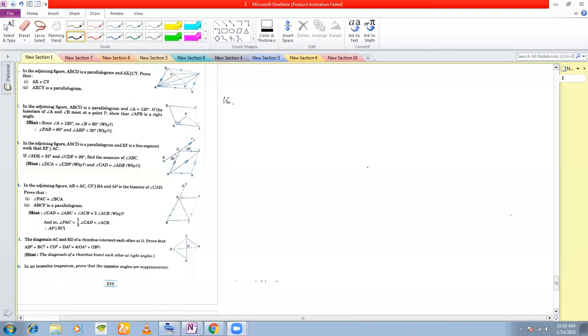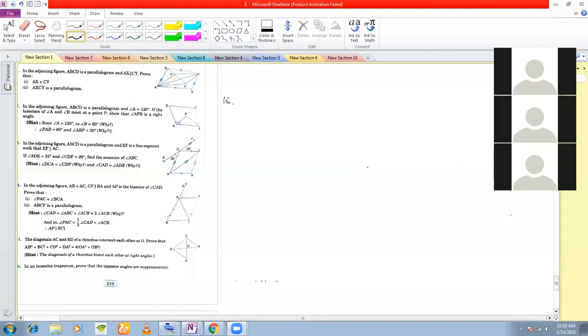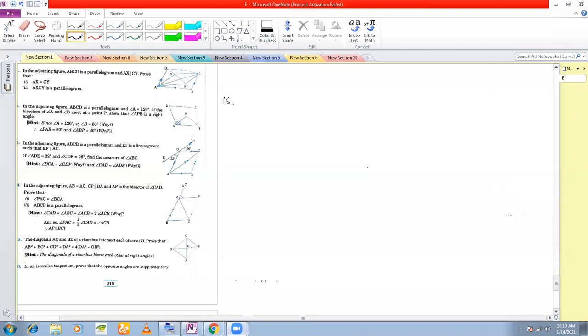Isosceles trapezium, the one having both sides equal. Wrong. Annesha, tell me. Isosceles trapezium. I'm just checking this. This is not a test. I'm just checking who has studied and who hasn't.